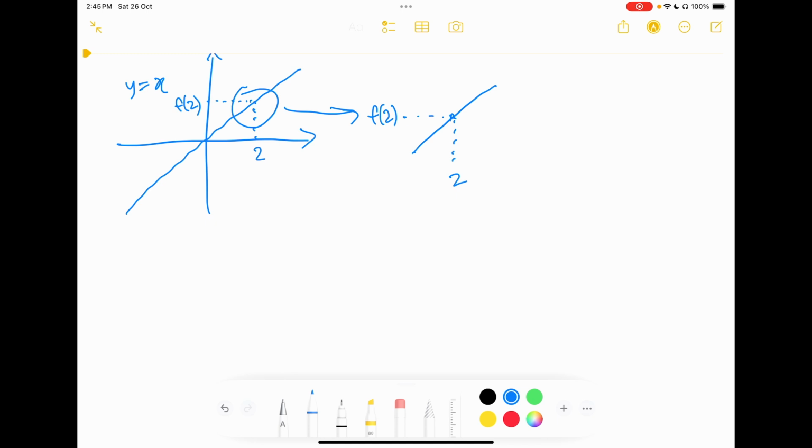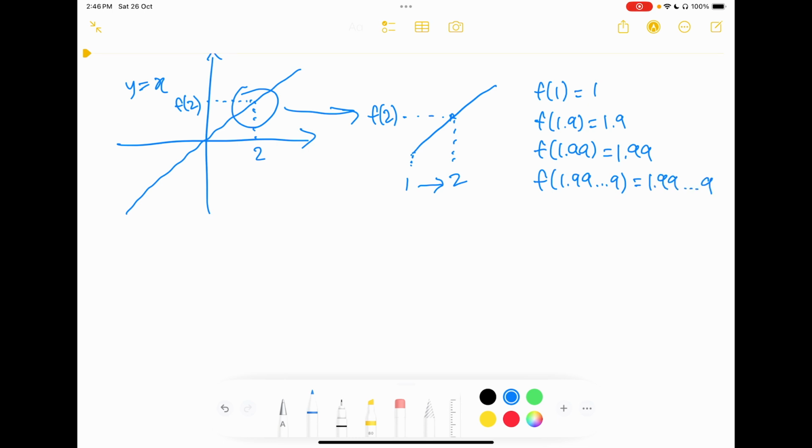So let's start with 1. So from 1, we can kind of move towards 2. So hopefully we can get an understanding of what kind of value the function approaches as we get closer to this target value of 2. So f(1) equals 1, f(1.9) equals 1.9, and so on, right? In fact, we can keep going. We can put as many 9s as we want, and it will output the same value, right?